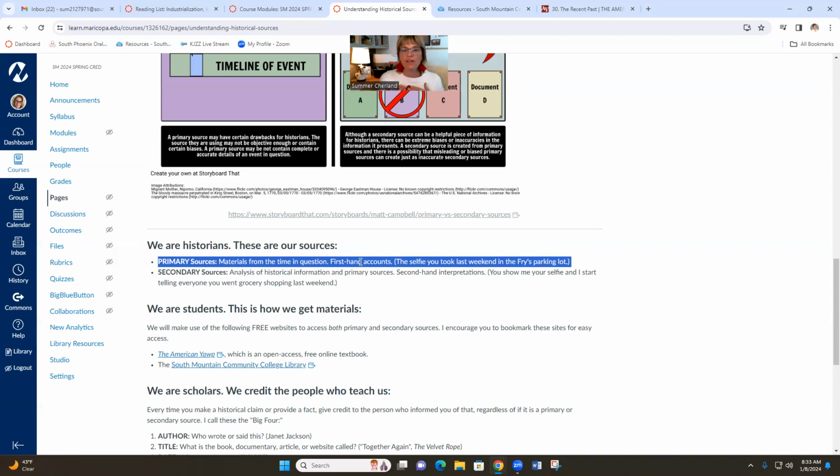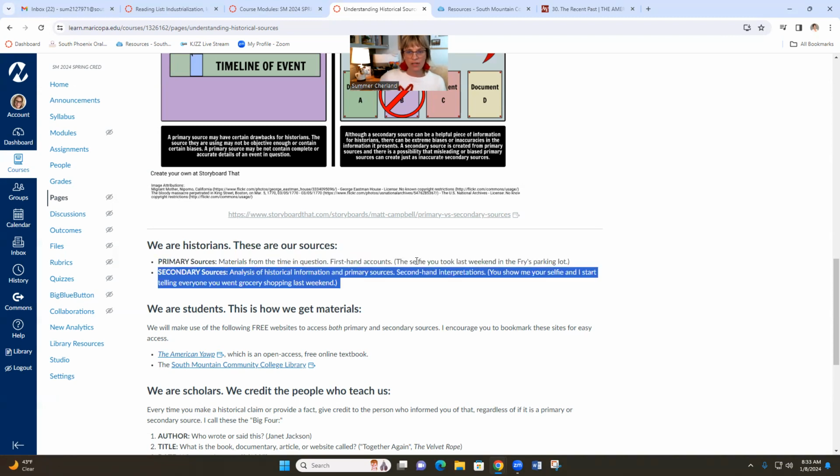These are materials from the time in question. First-hand accounts. A great example is the selfie you snapped of yourself this weekend with your friend at the Fry's parking lot. That's a primary source, right? That picture, that photograph is a snapshot in time. It was taken last weekend at this place with you. It's in your possession. That's a first-hand account, a primary source, okay?